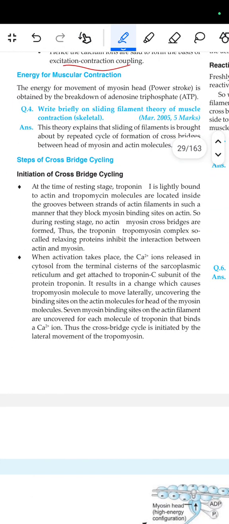Next, energy for the muscular contraction. The energy for the movement of the myosin head power stroke is obtained by the breakdown of the adenosine triphosphate, ATP. Write briefly on sliding filament theory of the muscle contraction of skeletal.